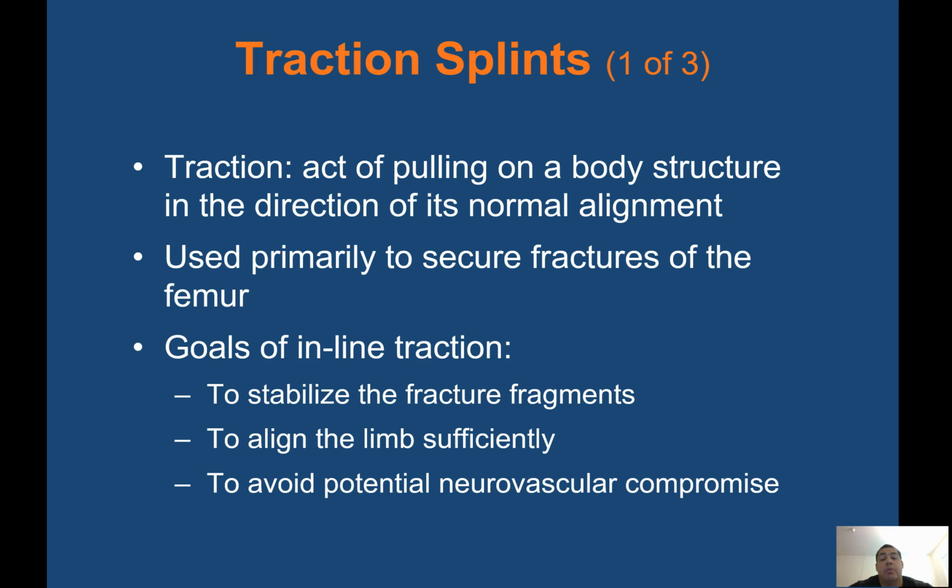Traction splints: the act of pulling on a body structure in the direction of its normal alignment. Used primarily to secure fractures of the femur. Goals of inline traction: to stabilize the fractured fragments, and to align the limb sufficiently to avoid potential neurovascular compromise.